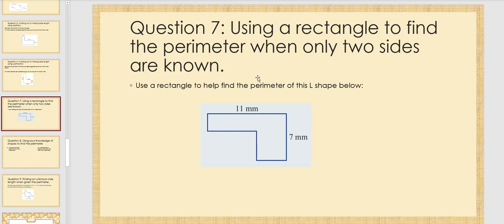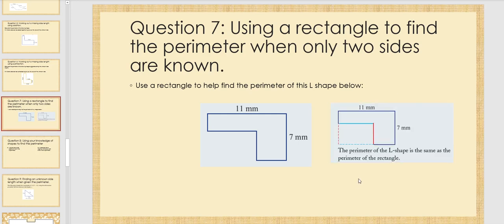So what I could do is use the knowledge that the perimeter of the L shape is actually the same as a rectangle. So I'll show you this diagram just to make it a bit easier. So this red line, if I drew it out here, and that blue line, I drew it out there, we can see it still forms a rectangle. So that means this length from here to here joins up to make the rectangle, and the same with that red dotted line. So all I need to do is add up all the sides like I would with a rectangle. So 11 plus 11 plus 7 plus 7.